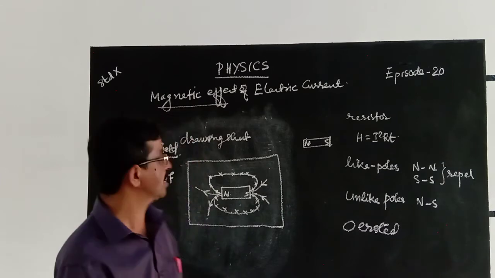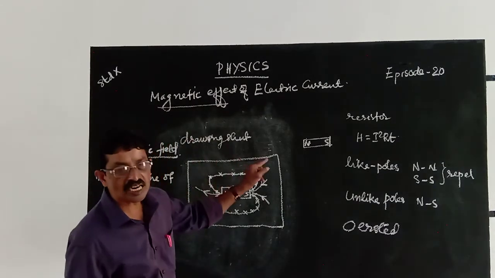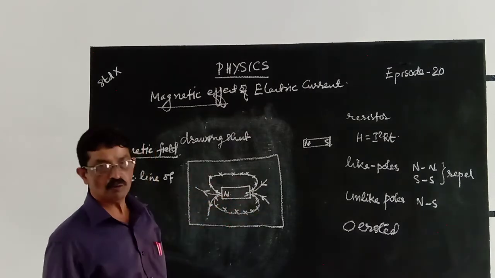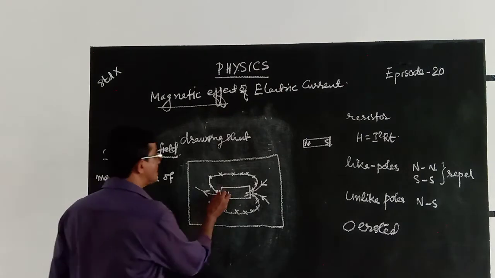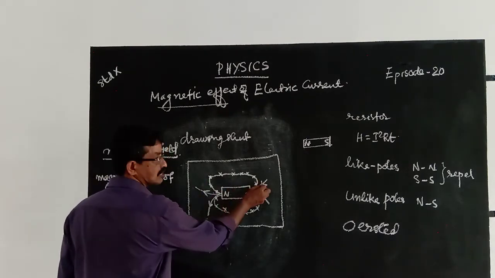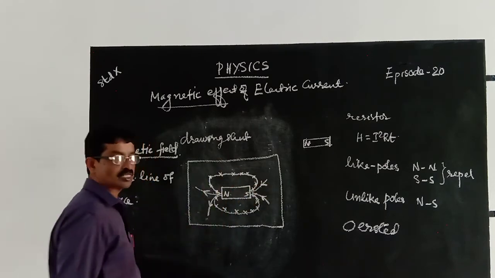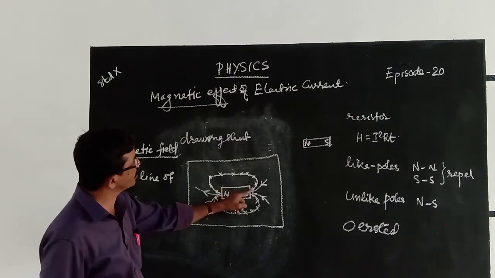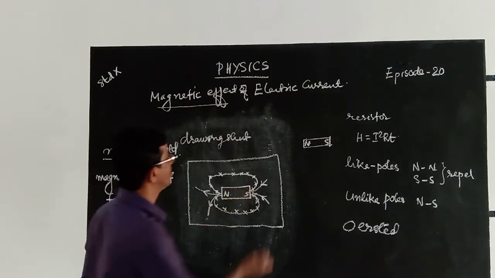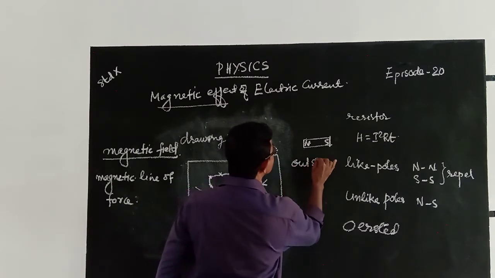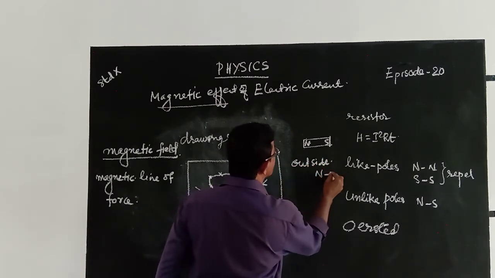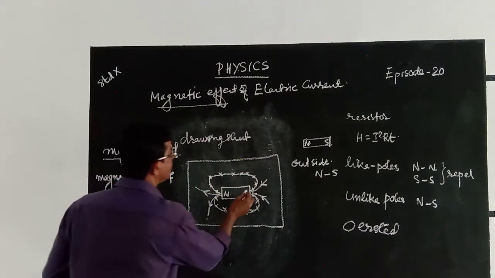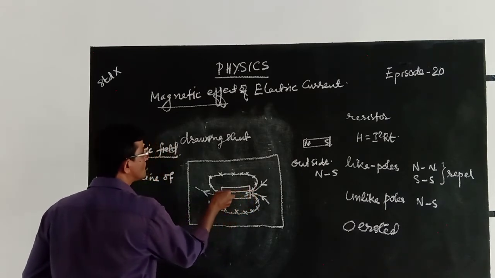Conventionally, the direction of the magnetic field is the direction in which the North Pole moves. This North Pole moves from north to south. So, magnetic lines of force originate from north and end in south externally. That means outside, it starts from north and goes to the south, and inside the magnet it goes from south to north.